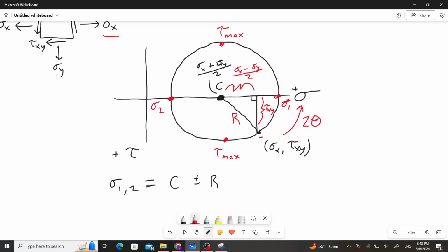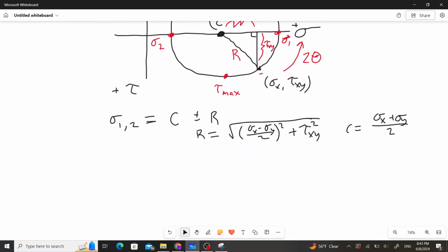So we can see our radius, using Pythagorean's theorem, is just sigma x minus sigma y over 2 squared plus tau x y squared. And we're taking the square root of that sum, so just by Pythagorean's theorem. And we know that the center of the circle is sigma x plus sigma y divided by 2.